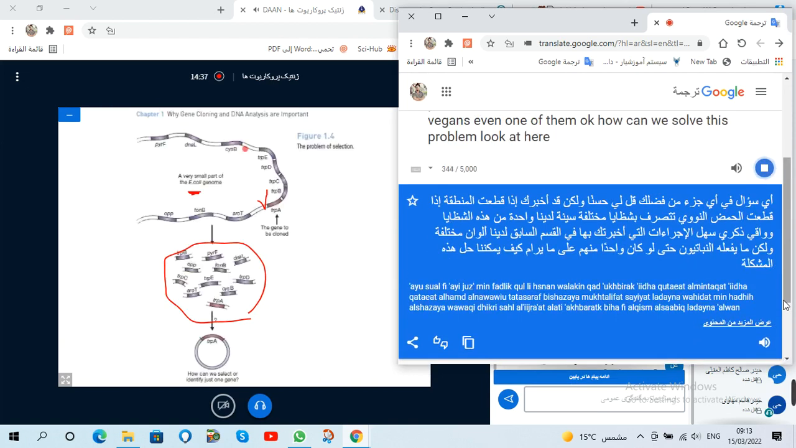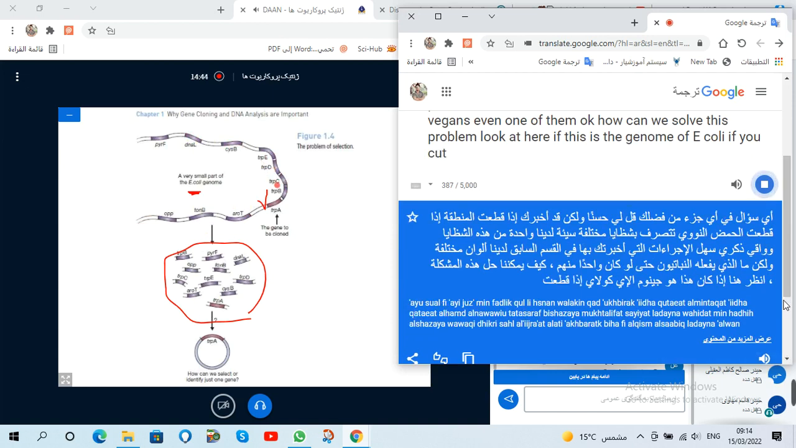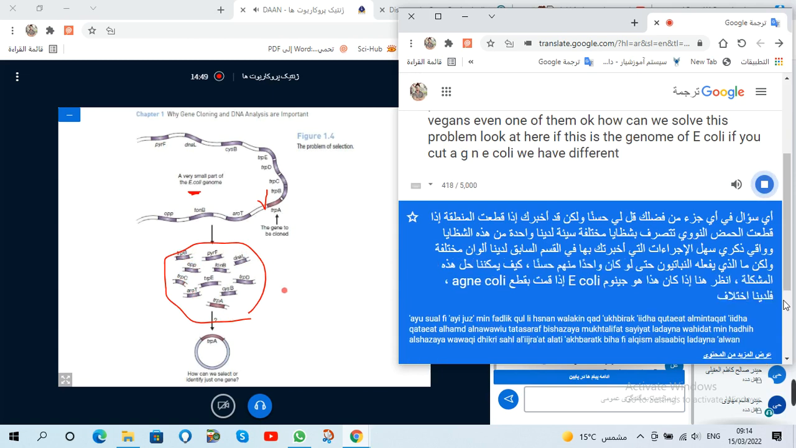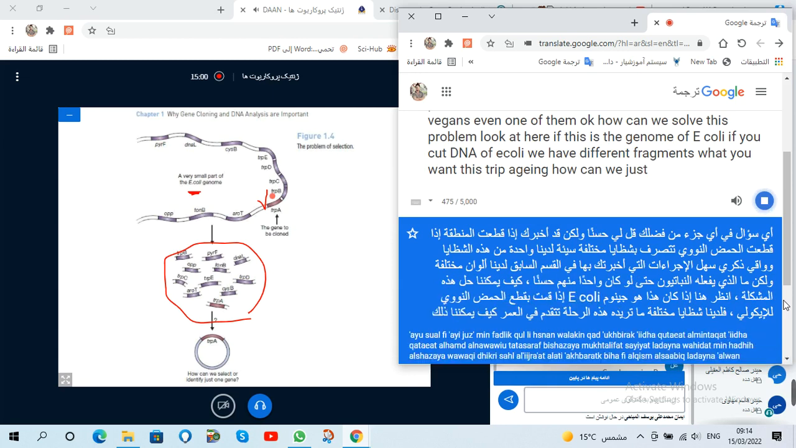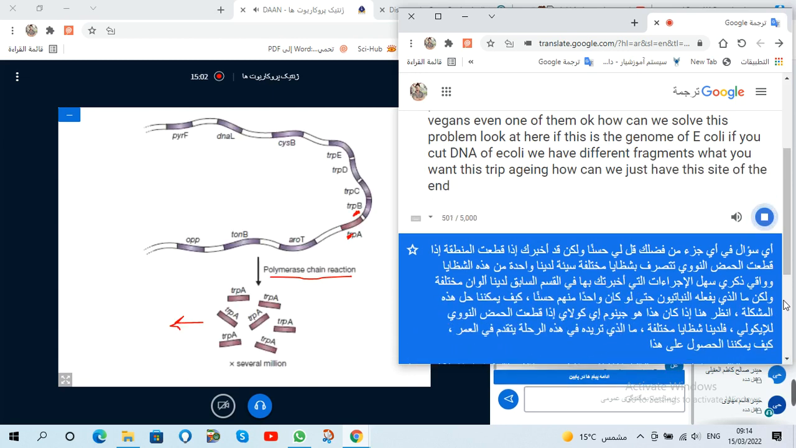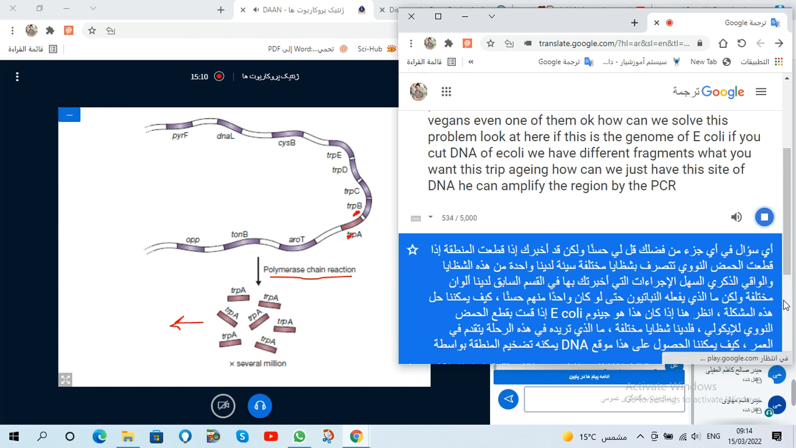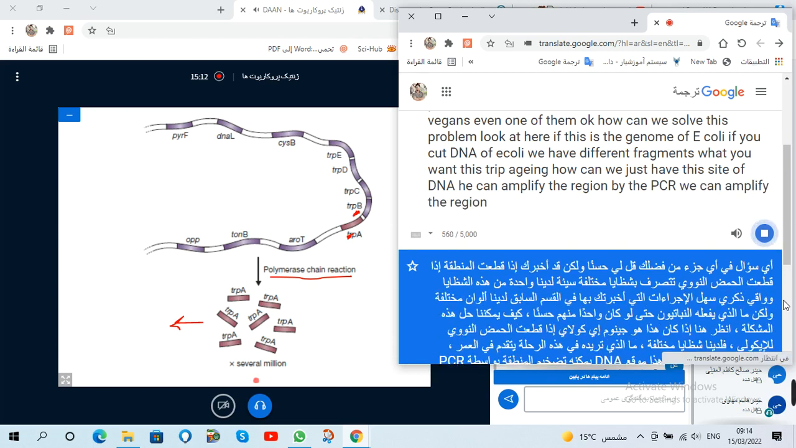Look at here. If this is the genome of E. coli, if we cut the DNA of E. coli, we have different fragments. But we want this AAA gene. How can we just have this site of DNA? We can amplify the region by the PCR. We can amplify the region by the PCR.